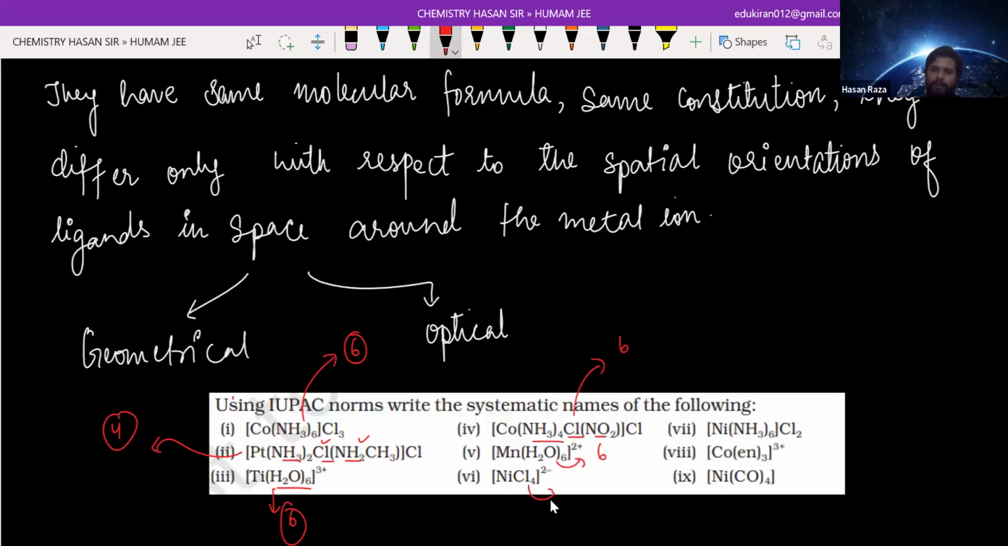6 coordination number. 4 coordination number. 6 coordination number. This is didentate, so 2 into 3, that is 6 coordination number. CO is monodentate. This is 4 coordination number. Very easy. Right?